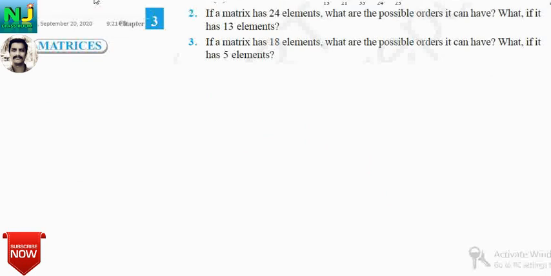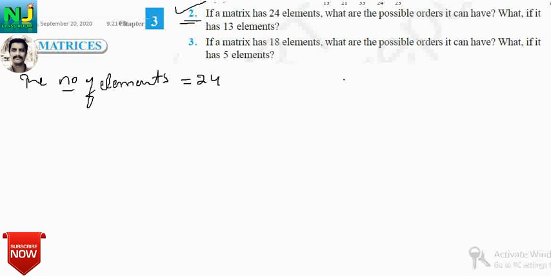If a matrix has 24 elements, look at here. We are solving problem number 2. The number of elements is equal to 24. So what are the possible orders it can have? We know how to write the order of the matrix.